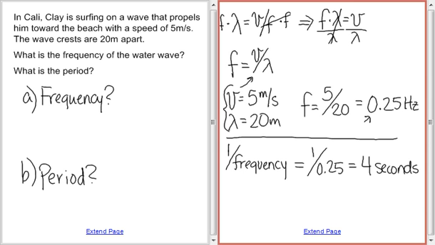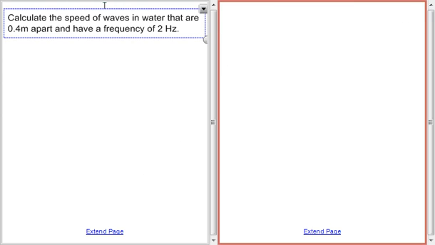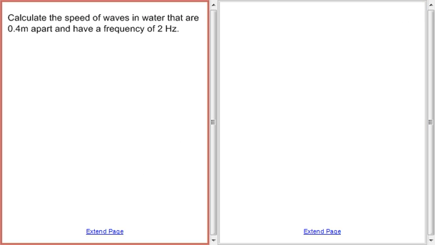The next one, number 4. Number 4 says, calculate the speed of waves in water that are 0.4 meters apart and have a frequency of 2 hertz. So the thing we're trying to find is the speed of the waves, right? So we are looking for wave speed.